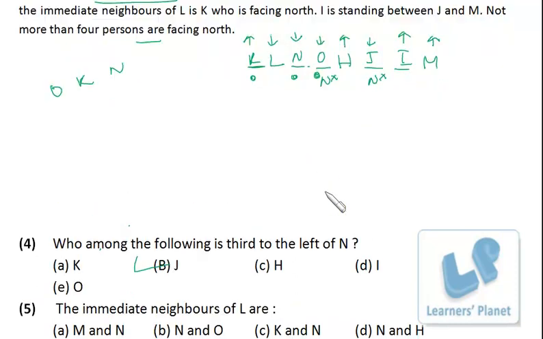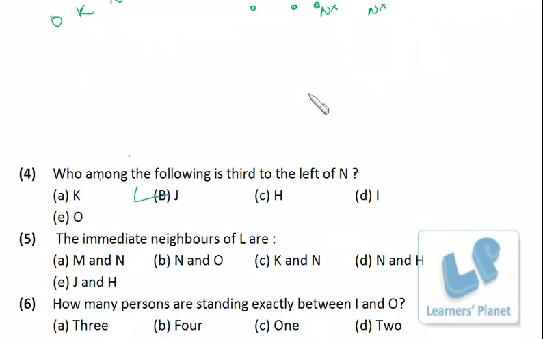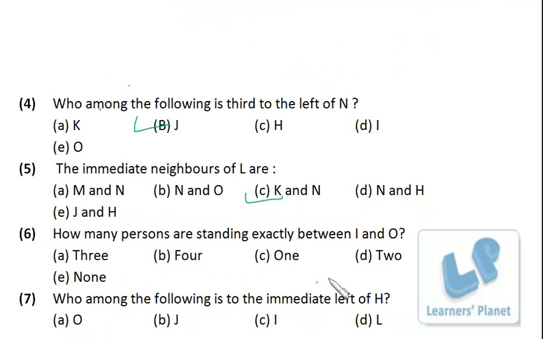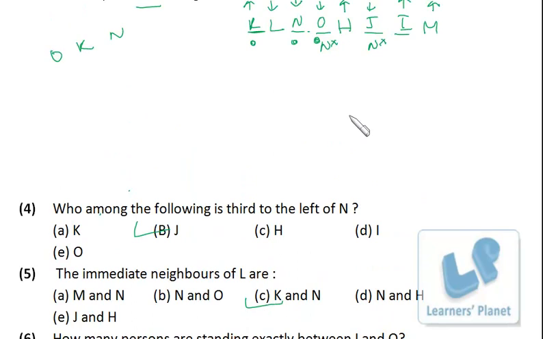The immediate neighbors of L. Immediate neighbors of L are K and N. Right? K and N. How many persons are standing exactly between I and O? I and O, 2 persons. Okay. Who among the following is to the immediate left of H? H is north facing, immediate left is O.